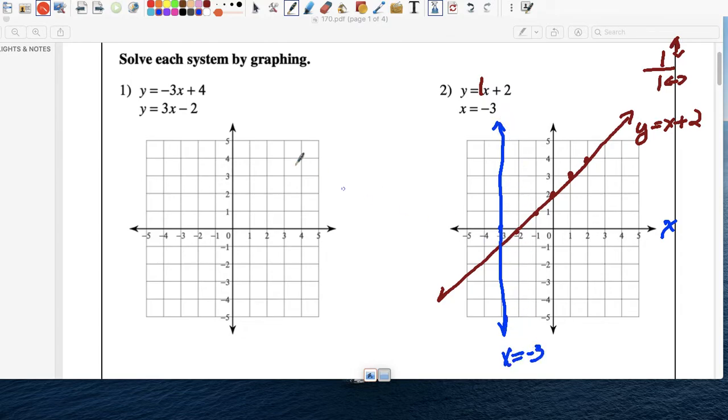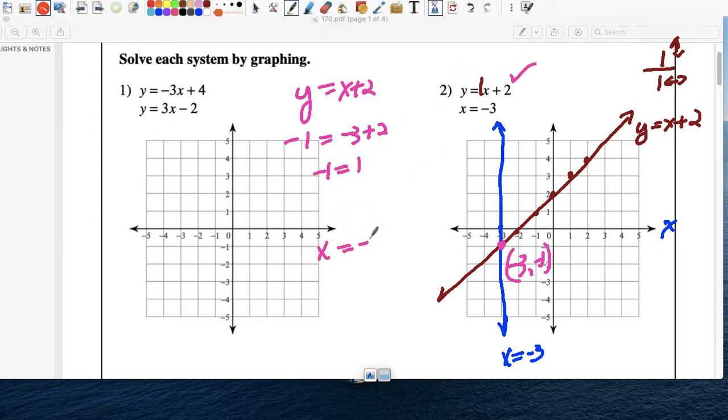Where do they meet? They meet right here. Let me change colors to purple. And that point is (-3, -1). And that's the solution to both equations. So again, I'm going to substitute. I'm going to get -1 equals -3 plus 2, and they're both equal to each other, so that works for equation 1. Equation 2, we have x equals -3. x here is -3, right? So substitute. And you notice that the left equals the right. So it's a solution to both equations, which is exactly what we want.